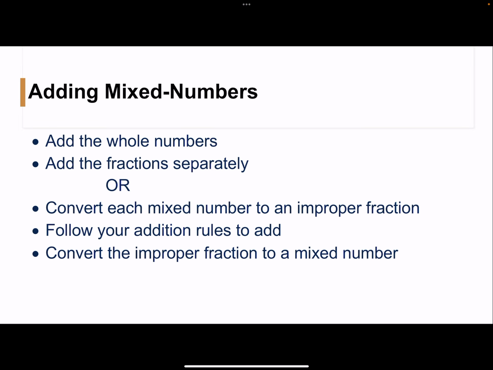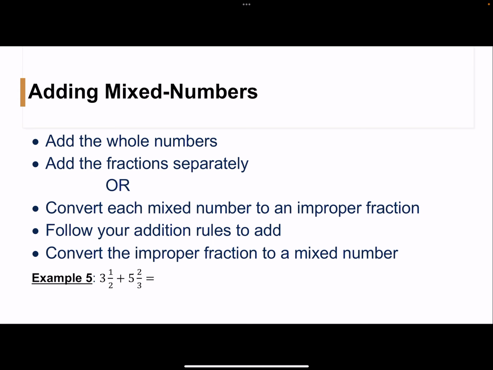Let's talk about how we add mixed numbers. There are two different ways that you can do it. You can add the whole numbers and then add the fractions separately. You're going to look at examples where you're going to want to do that first because it's going to be really easy. However, sometimes when you add those fractions separately, you get an improper fraction and you have to convert that to a mixed number. It's very much doable that way, but sometimes it's easier to use the second method. The second method is to convert a mixed number to an improper fraction. Then we're going to follow our addition rules to add, and then when we get our final answer, we can convert it back to a mixed number. Either of these ways works.